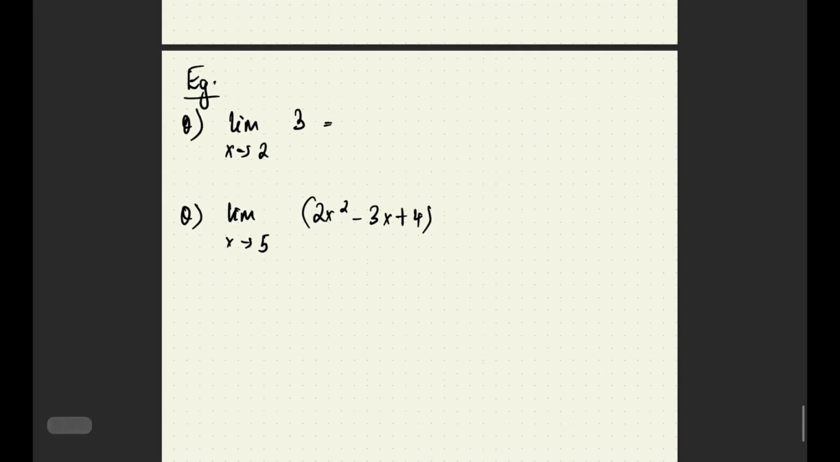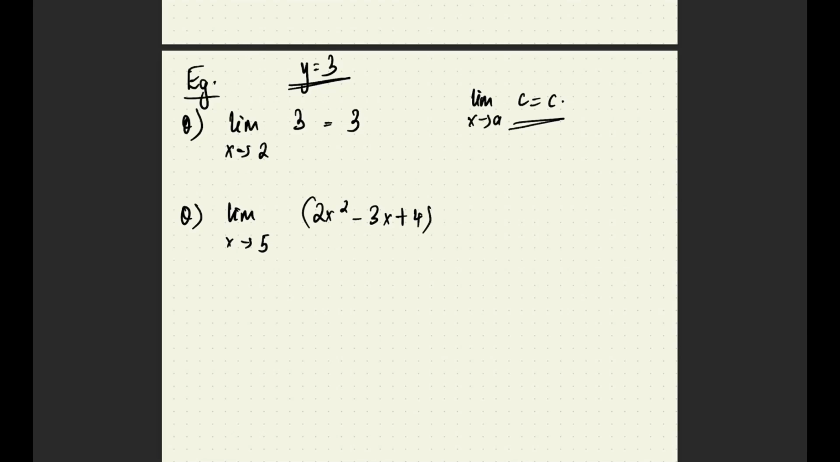So the limit as x approaches 2 of 3. So again, this basically tells us that the graph is just y equal to 3. So whatever number x approaches, the y value is just going to be approaching 3, right? So this is simply equal to 3. We use the law, the limit as x approaches a number a of c is just equal to the same constant c, right? The second one over here looks a little more complex.